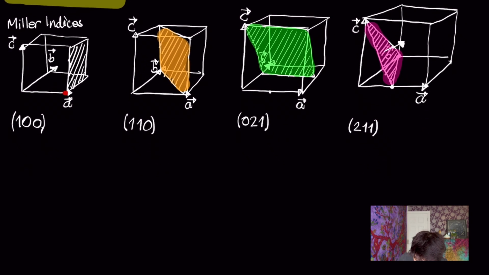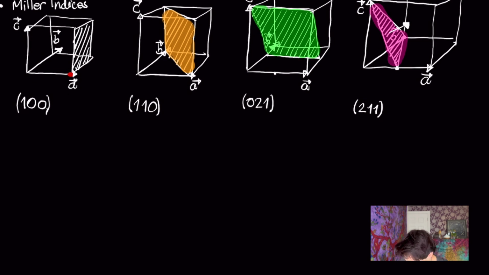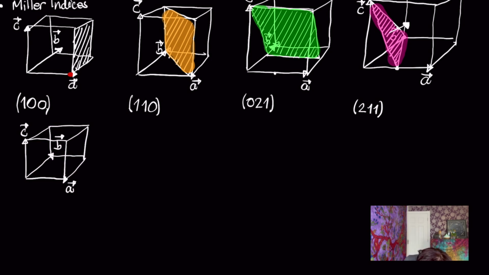Now, where it gets a little bit messier is when you start to have negative numbers involved. This took me a little bit of mental jiggery-pokery to figure out how this works. So let's go ahead and take this plane right here.